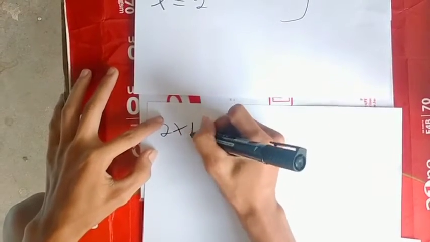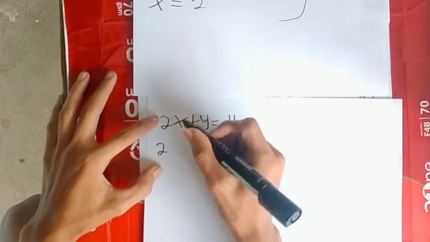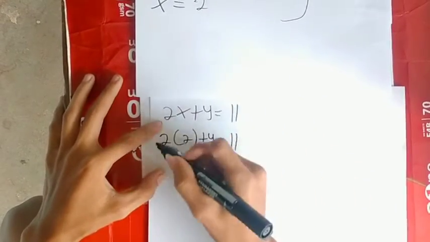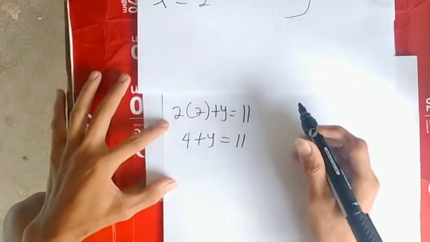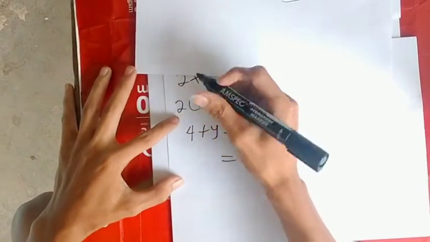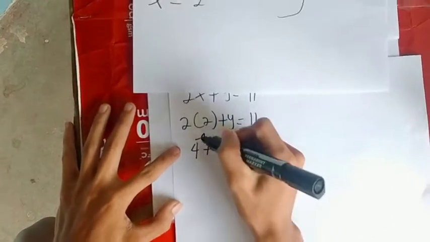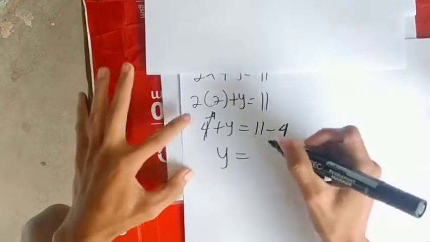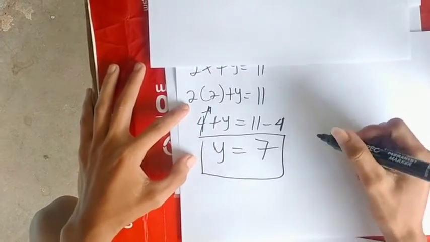2x plus y equals 11. Since we're going to plug in, 2 times 2 plus y equals 11, then multiply, 4 plus y equals 11. Then we need to eliminate this 4, so we are going to subtract it from both sides. Then 11 minus 4 equals 7. So this is the value of y. This is the third step.